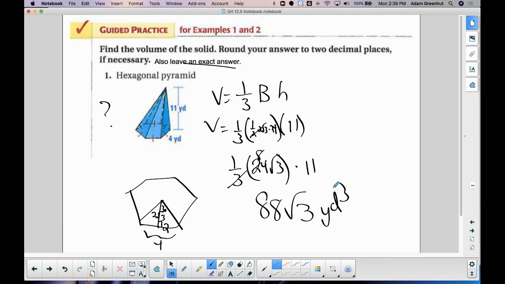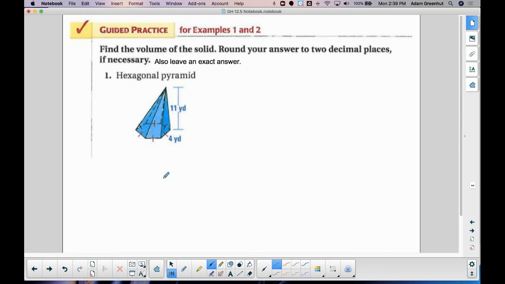And it says to give an exact and rounded, so I'm going to do 88 √3 into my calculator, and I'll say that one's approximately 152 point. What did it say? 2 decimal places? 42. 152.42. Hopefully you came up with that. Let's see what else we've got here.